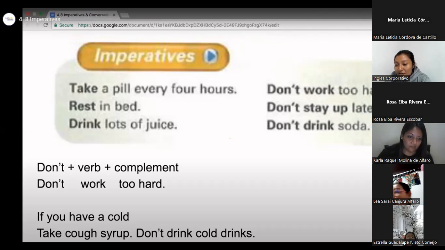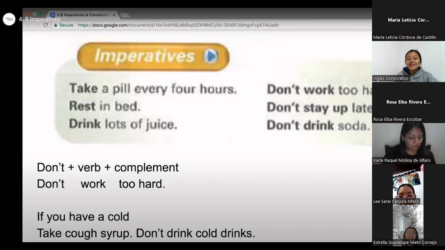Let's see another doctor, Dr. Nieto, right? Estrella Guadalupe, it's your turn. Please, go ahead. Have a flu, take aspirin every 8 hours. Okay, what else?